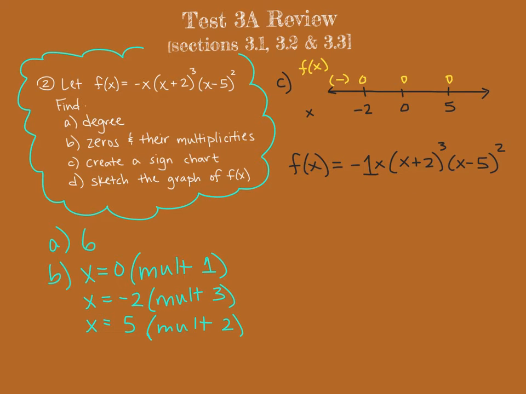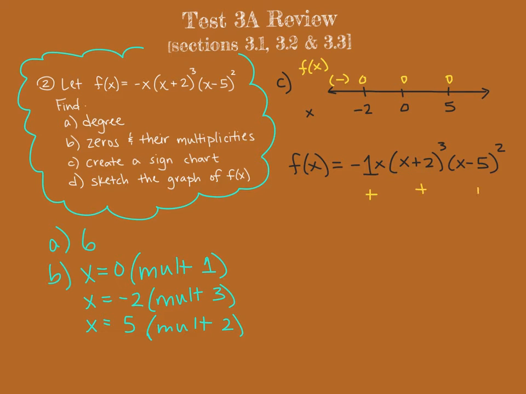This time with a number in between negative 2 and 0. So I'm going to plug in negative 1. So if we plug in negative 1, we'll have negative 1 times negative 1, and that's a positive output. Then we'll have negative 1 plus 2 in here, so that's a positive number cubed, so that's positive.